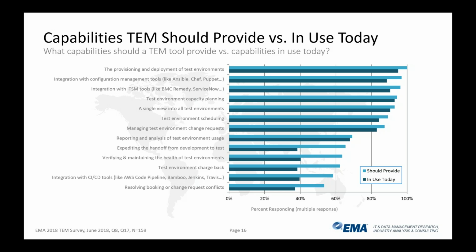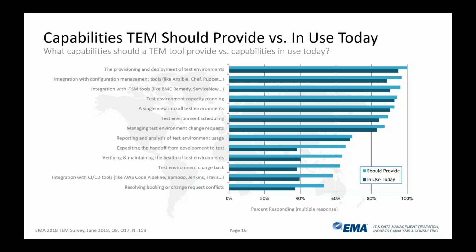So this shows that a significant portion of the market does not understand that the bottom 5 capabilities shown in this chart are addressed by TEM tools. And that actually could be partially the in-house solutions playing through. These bottom 5 capabilities include expediting the handoff from dev to test, verifying and maintaining the health of test environments, test environment chargeback, and integration with the CICD tools, and then finally resolving booking changes or conflicts.